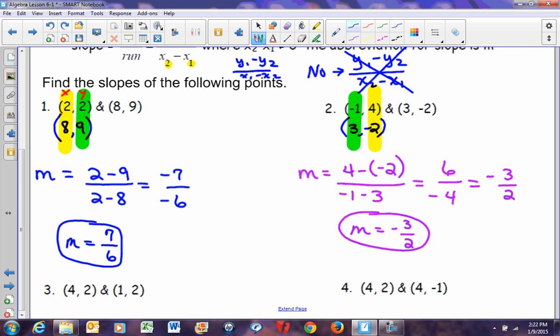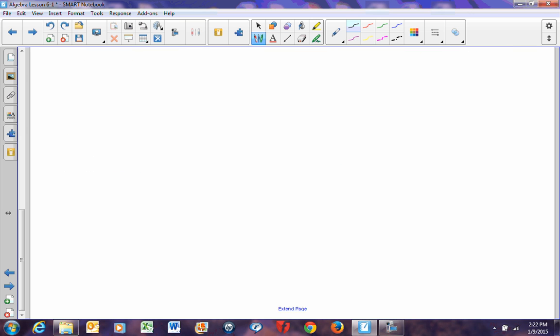Again, do not change it to a mixed number. These next 2 problems. All 4 of these examples should be in your notes because all 4 of these examples are very, very important. If you didn't write them down, go back and write them down again. Here we go, (1, 2) and (4, 2). I'm going to rewrite these.